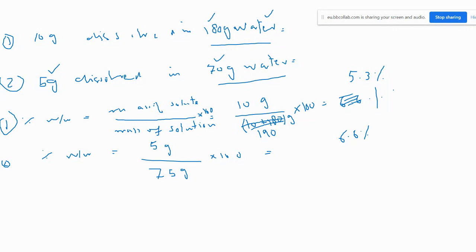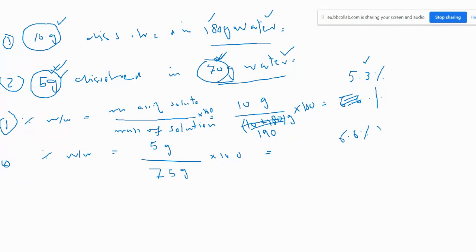So 6.6 or 5.3, which one is more sweet? The second one. Here we added more sugar. Here we added less sugar, but this solution is sweeter. Why? Because the total quantity of solution is less. So it gives you an idea that the quantity of solute itself does not matter. The quantity of solute matters relative to the quantity of solution as well. Here you added more, you think it should be sweeter, but it is not. This one is sweeter because the amount of water is less.